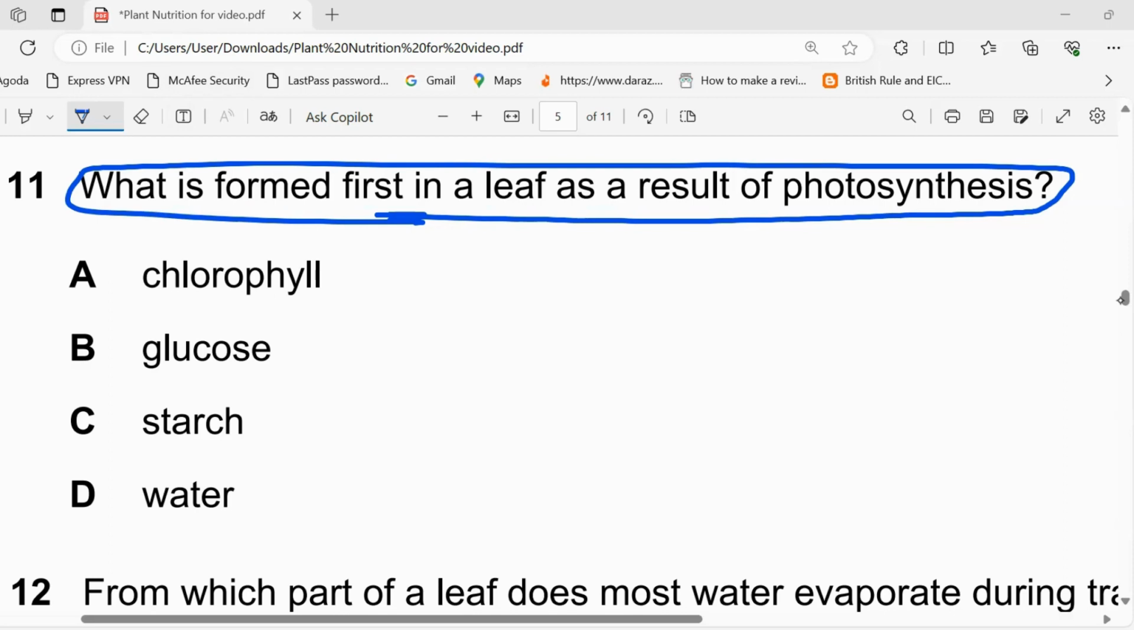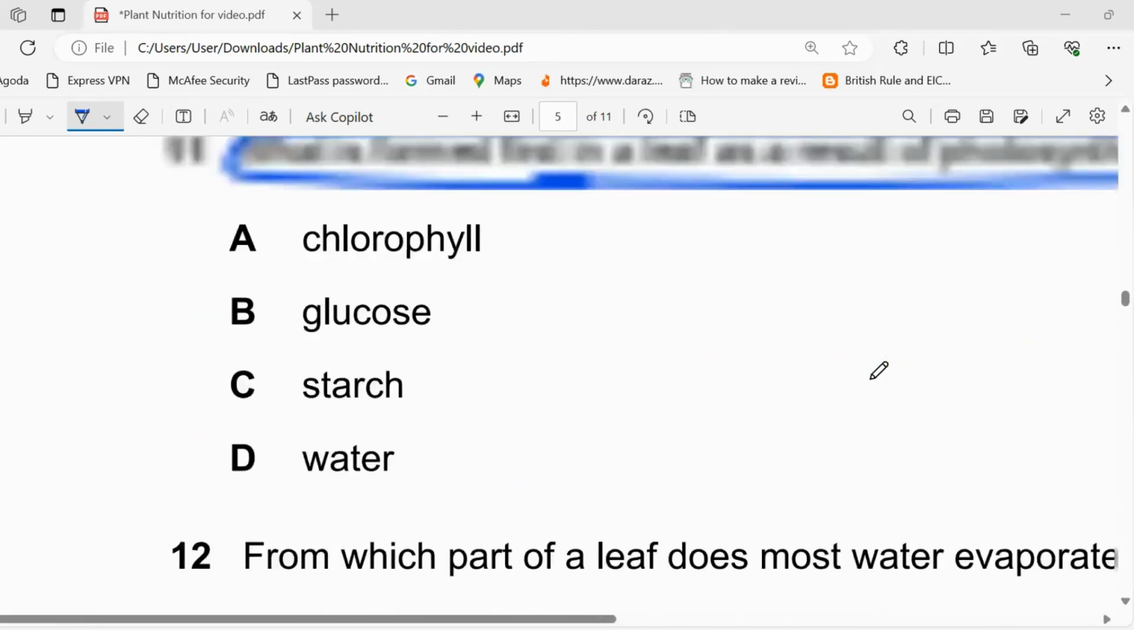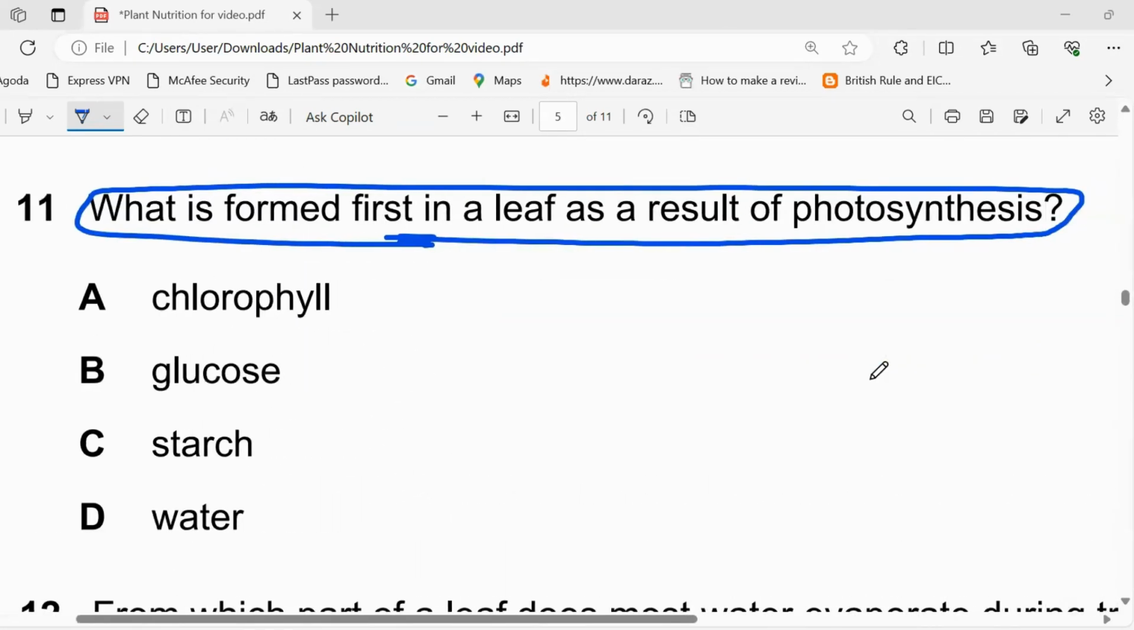So let's start. In the first part, we have covered 10 questions. And now in the second part, we'll do the other 10 questions.